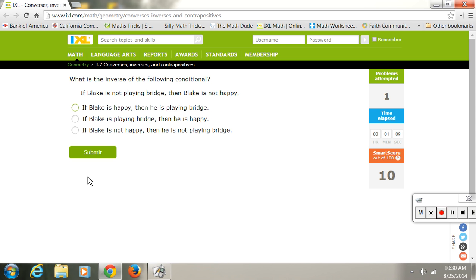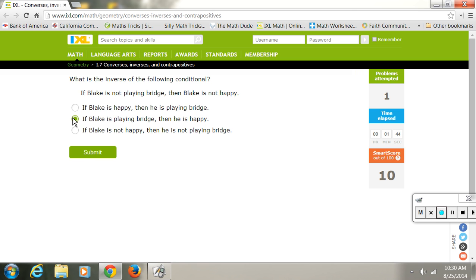Okay, so what do you think? The first statement says if Blake is happy, then he is playing bridge. The second one says if Blake is playing bridge, then he's happy. The third one says if Blake is not happy, then he's not playing bridge. Who thinks that the first one is the inverse? Who thinks the second one is the inverse? Okay, I got about twelve or so. How many think the last one is the inverse? Okay, the second one had the most.